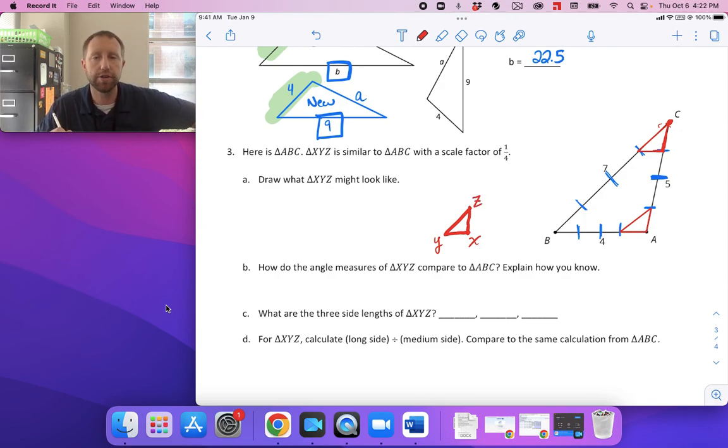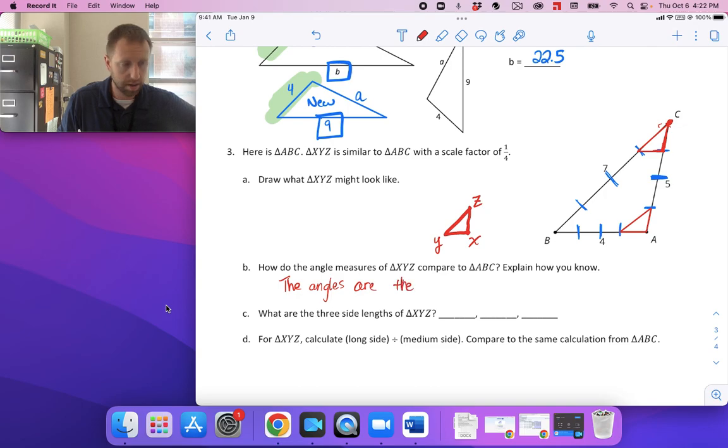How do the angle measures compare? Well, we know this. We learned this last week. Dilations don't change the angles. The angles are the same. And then I'm going to put in there, explain how you know dilations don't change angle size.